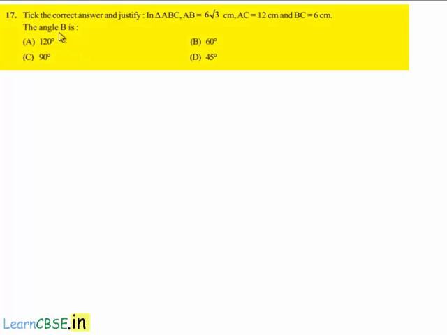Moving on to the 17th question. Tick the correct answer and justify. In triangle ABC, AB is equal to 6 root 3, AC is equal to 12 centimeters, and BC is equal to 6 centimeters. Then what about angle B? Now moving on to the solution.